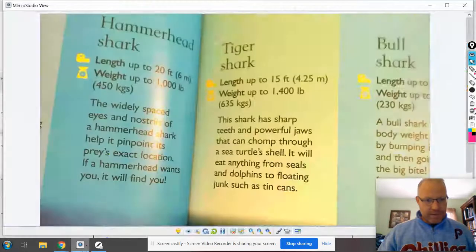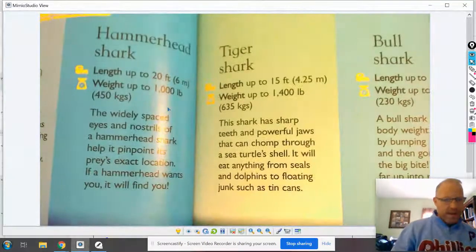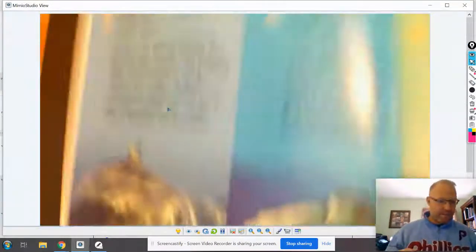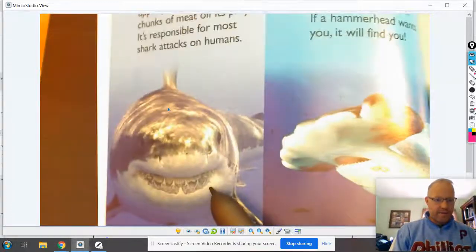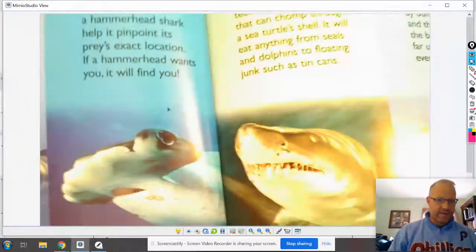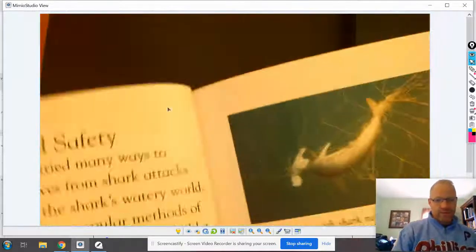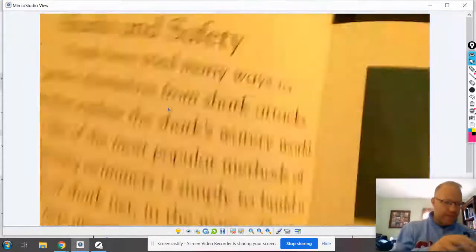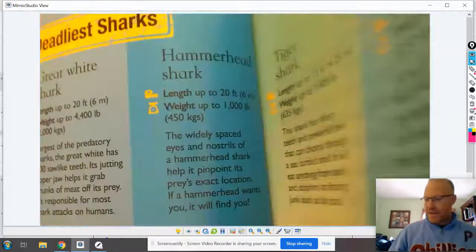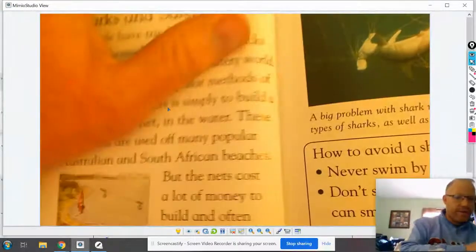I'm going to share my camera. And as you can see, the page that we were looking at just a minute ago is pages 26 and 27, which is right before this chapter. And it just gives some facts about some of those sharks that they had discussed within the text in chapter 2. So here we go.